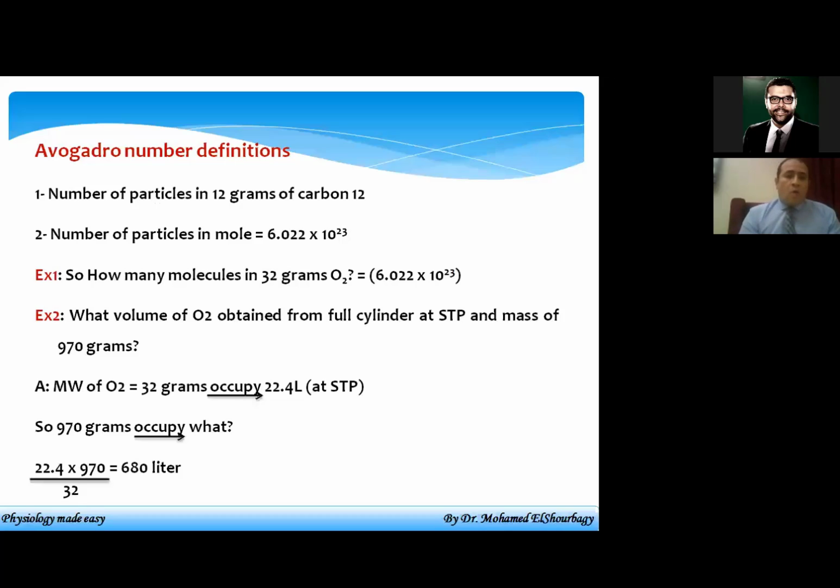Example 2. What volume of oxygen is obtained from a full cylinder at STP, with a mass of 970 grams? Okay. As the molecular weight of oxygen equals 32 grams, occupying 22.4 liter at STP, so 970 grams occupy what? We will multiply it to get 680 liters.